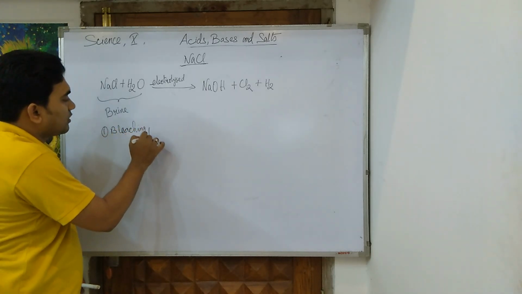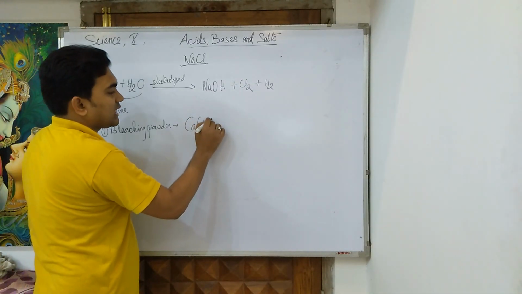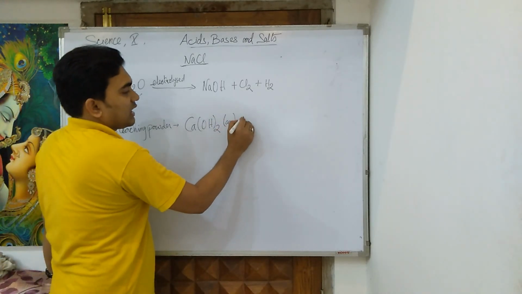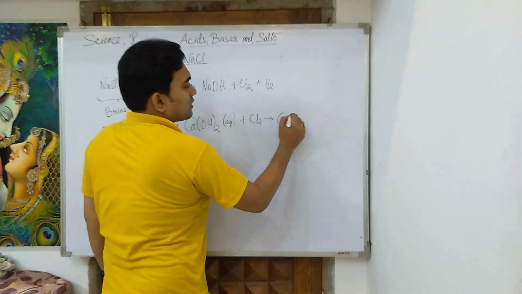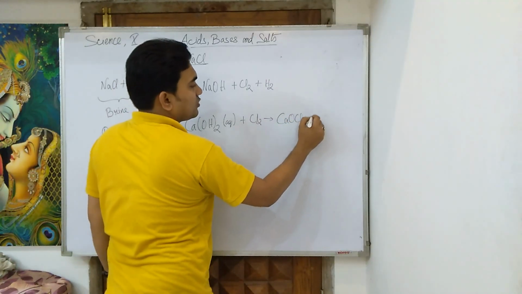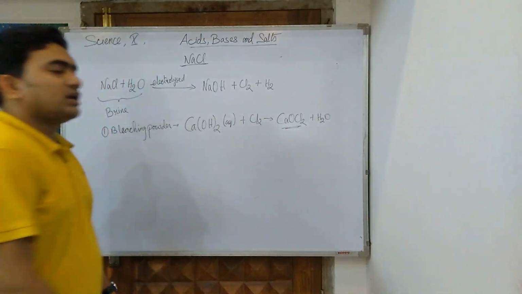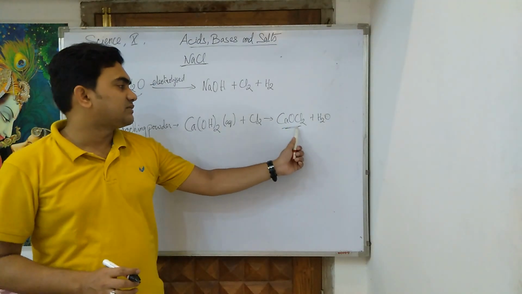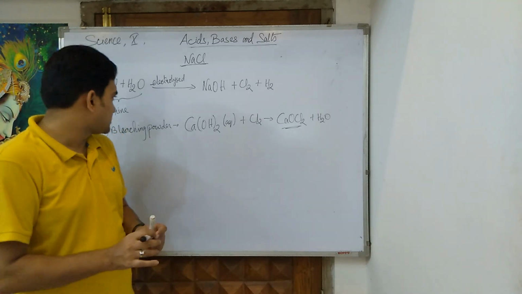Bleaching powder. What happens when we take a solution of calcium hydroxide, an aqueous solution, and pass chlorine gas through it? CaOCl2 is formed, which is nothing but our bleaching powder. This bleaching powder is used as a disinfectant, for bleaching purposes and many other purposes.